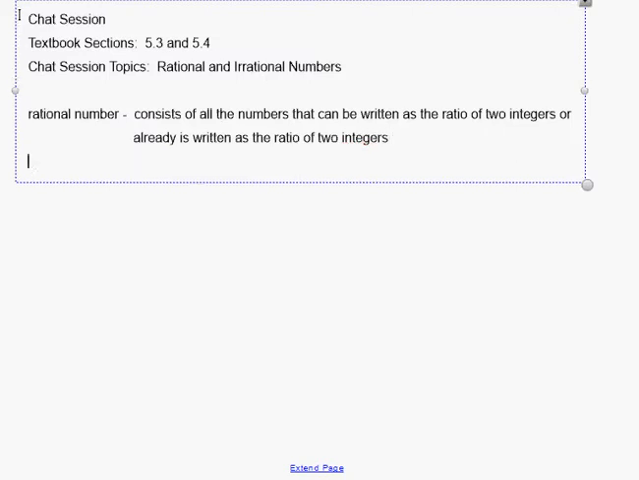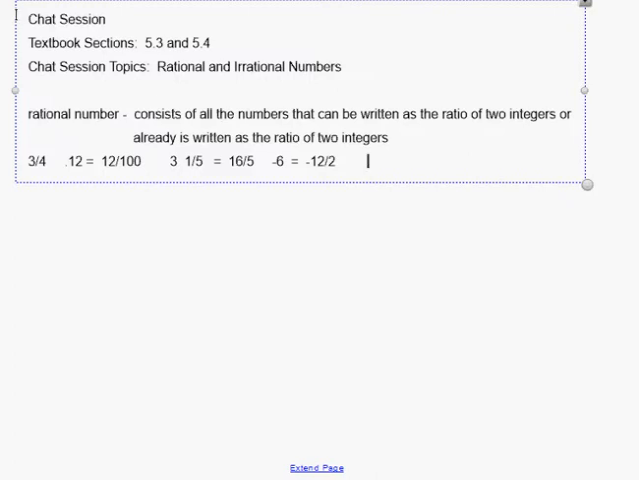For example, 3/4 is a rational number. 0.12 can be written as 12 over 100, so 0.12 is a rational number. 3 1/5 is a rational number because that can be written as 16 over 5. -6 can be written as -12 over 2. So -6 is a rational number.